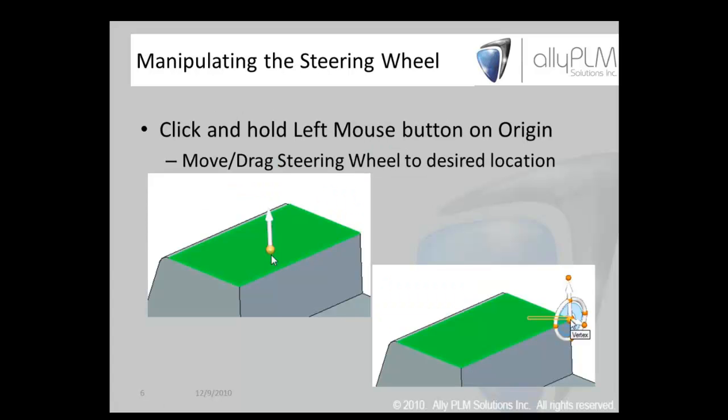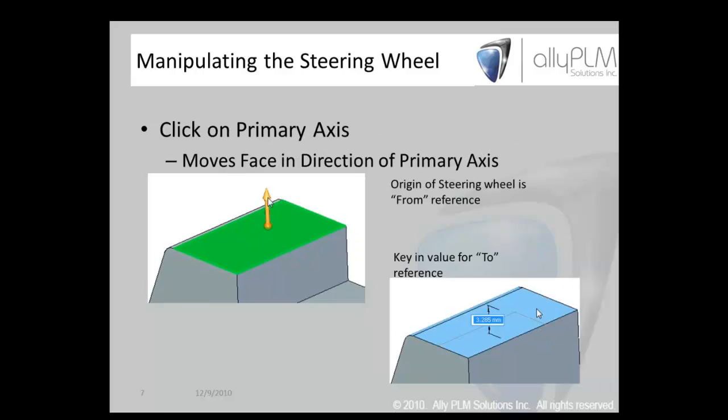So if I click and hold the left mouse button, first of all, if you remember from our ST3 interface Lunch Bytes, whenever we select a face, you notice the steering wheel comes up. So when we select that face highlighted in green, you will see the steering wheel come up. When we hold our left mouse button down on the origin, that's how we move and dock the steering wheel. You see we're dragging it over to the side. So left click and hold the mouse button down will drag the steering wheel around.